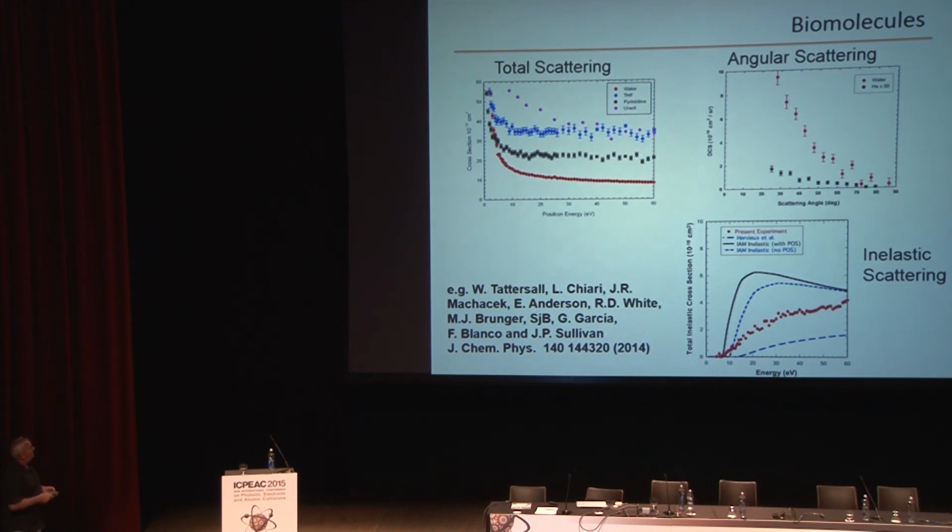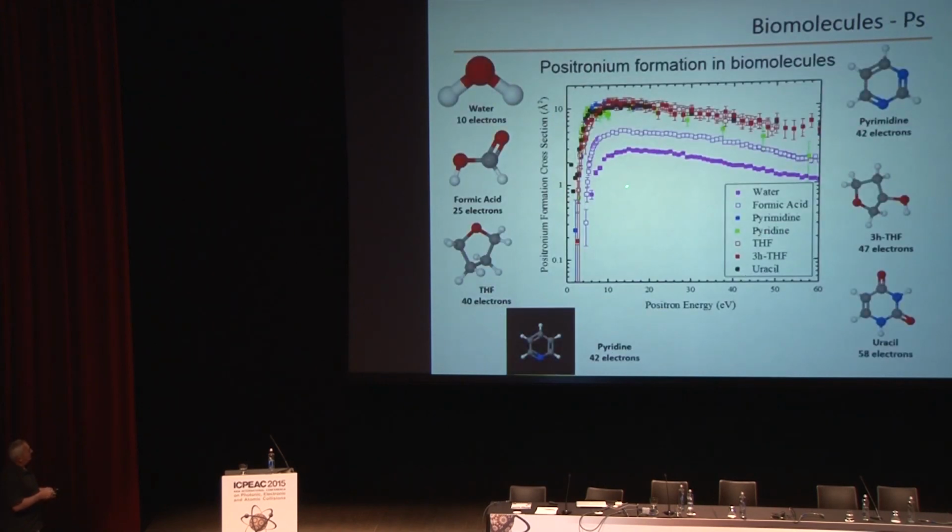So the sorts of measurements we've been doing in this area on biomolecules are a range of things. We can measure total scattering, we can measure angular scattering, we can measure inelastic scattering. These are measurements for water, tetrahydrofuran, which is a sugar analog for the DNA chain, pyrimidine, a molecule which is a proformer of many of the DNA bases, and for uracil, which is an RNA base. So we've done a whole range of these sorts of measurements. These are positronium formation cross-sections for a range of biological molecules, and again, they show this sort of typical structure.